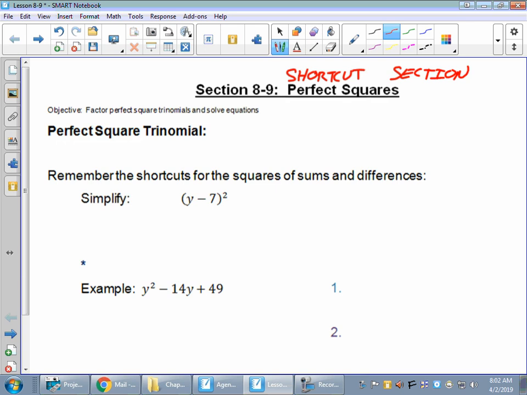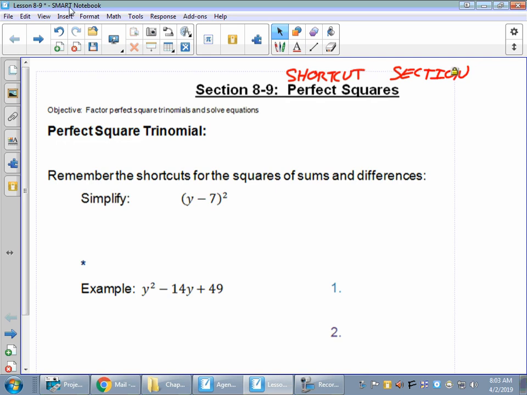Those will still always work, but this is a way to go a little bit faster, a little quicker with a shortcut. If you remember back in, I think it's section 8.4, we were multiplying. There were a couple of shortcut sections there, and you could just do FOIL or do the distributive property still, or you could use the shortcut. Same kind of deal here. So we're going to factor perfect square trinomials and then solve equations with them.